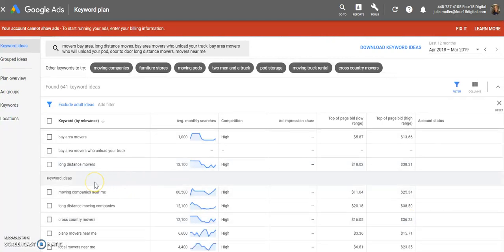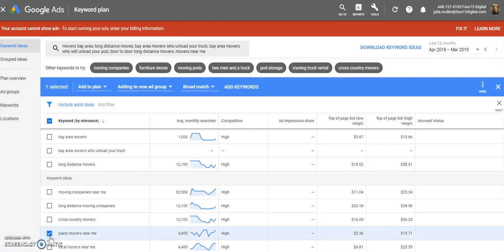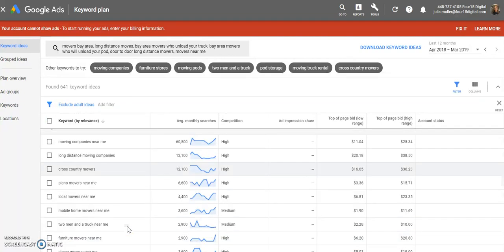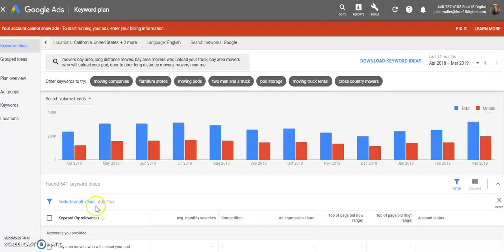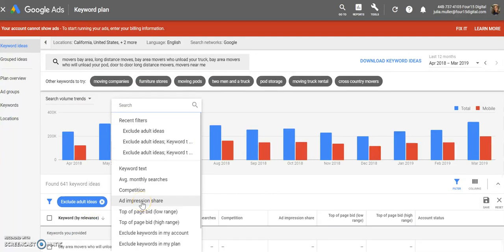Anyway, the keyword tool is suggesting that I should also, as an advertiser, think to potentially target other keywords, not just Bay Area movers, but also moving companies near me or long-distance moving companies. Notice that it's also pointing out that there's some specialty search that can be happening. So if I am, as an advertiser, offering piano moving services, then I would want to potentially pay attention to this. If not, then I would also want to opt out of targeting piano moving services, etc. There's quite a bit here. It by default excludes adult ideas.